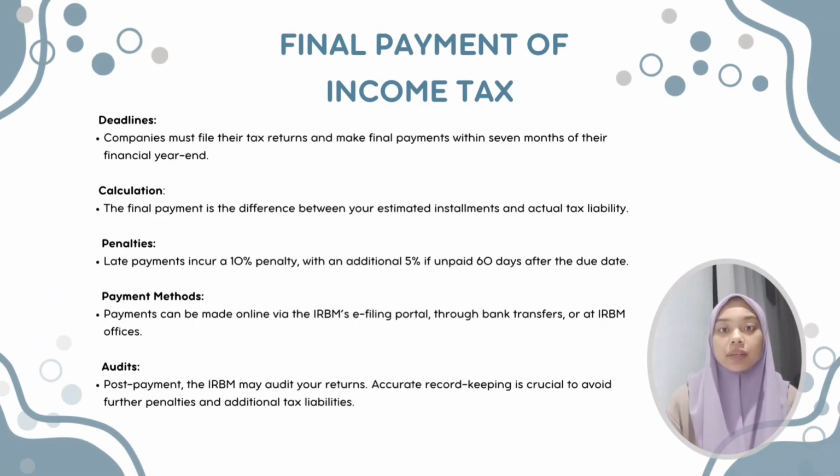For deadline, companies must file their tax return and make final payment within 7 months of the financial year end. For penalty, late payment incurs a 10% penalty, with an additional 5% if unpaid 60 days after the due date. Payment method. Payment can be made online through the LHDN's e-filing portal, through bank transfer, or at the LHDN's office.